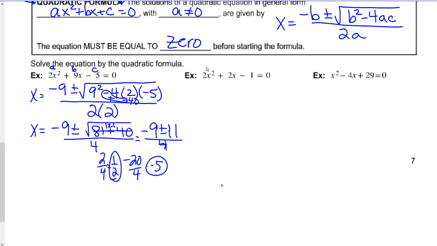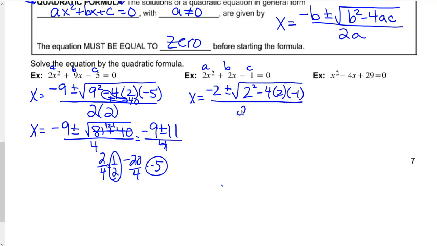Okay, so let's try this guy. Let's let this be A, let this be B, and let this guy be C. So let's do the opposite of B. So let's go x equals -b, which gives us a -2, plus or minus the square root of b squared, which would be 2 squared, minus 4 times A times C. Now C again is negative. Be very careful there. All over 2 times A, which is 2.